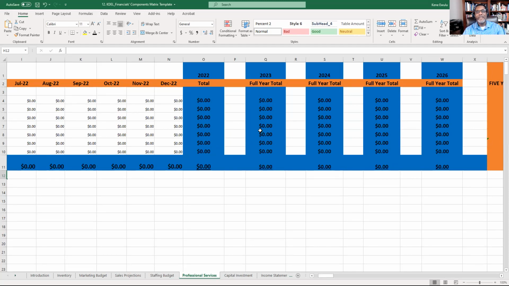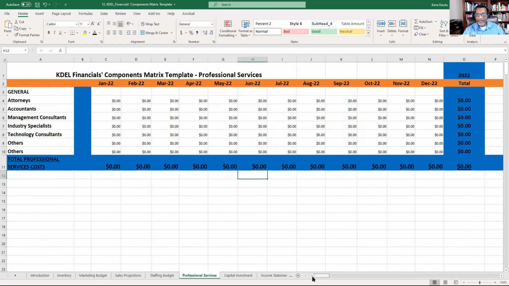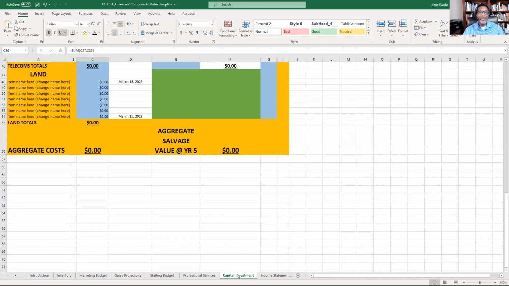Because these people, you don't have to do this quarterly now. You're paying them per year. So you should be able to put in exactly how much they're earning per year, and you just put it in here, all the way to a 5-year total, all right? Now, having said that, I'm also going to show you the capital investment, okay?